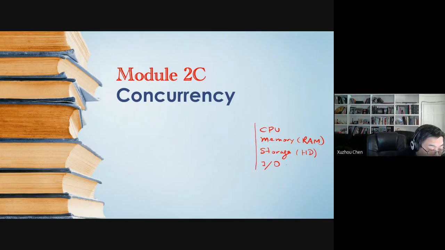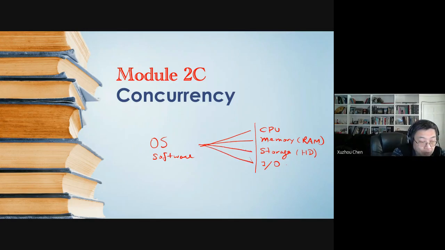Now, the operating system is just a software, but it's not like any other software, like the software you use to do your homework, like Microsoft Office, or your computer games. Operating system is a special software. It is a software that is used to control and manage the computer hardware, the different components.